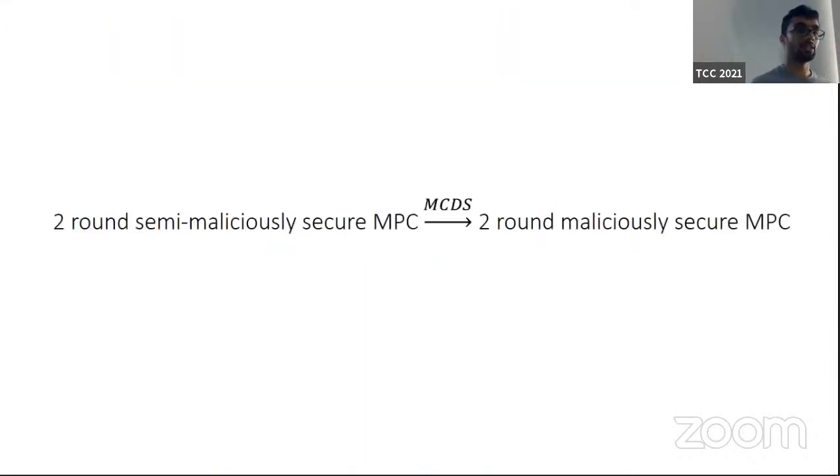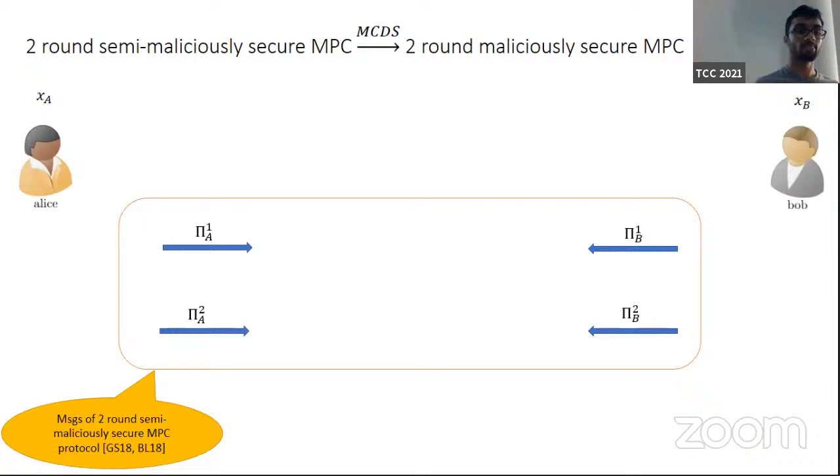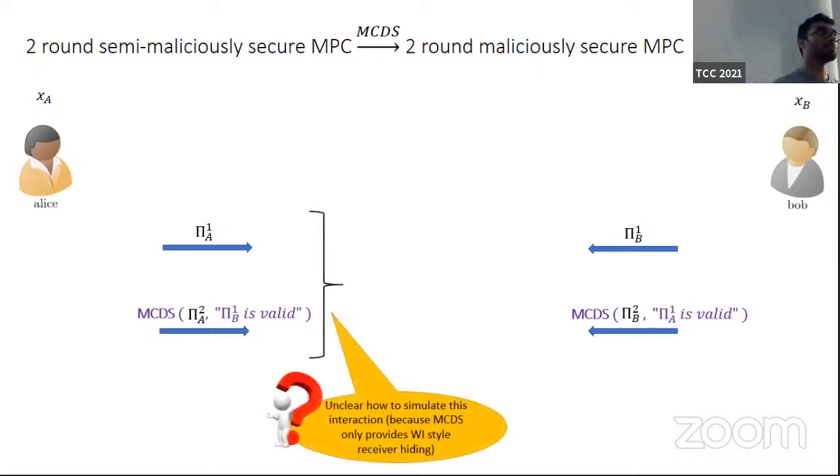So with that, we use this MCDS primitive to compile any generic 2-round semi-maliciously secure MPC protocol into a 2-round fully maliciously secure MPC protocol in the following way. Note that in any 2-round semi-malicious MPC protocol, parties exchange round 1 messages and round 2 messages. Now, what we do as a first step is just condition the transfer of the second round MPC message on an NP statement, which captures the validity of the round 1 MPC messages of other parties. This is not sufficient because the MCDS that we construct only provides a WI style kind of hiding.